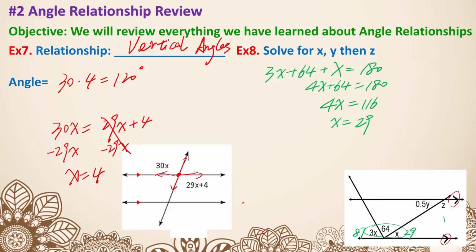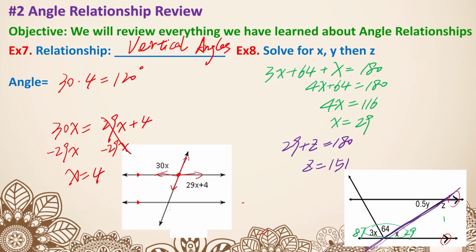And then, since the two lines are parallel, we can actually move up to z and the 0.5y. First, if you look at z, if the two lines are parallel, and we look at this line right here, considered to be the transversal, then z and x together are going to add up to 180 because they are same side interior angles. So 29 plus z equals 180, which gives us z as 151 degrees.